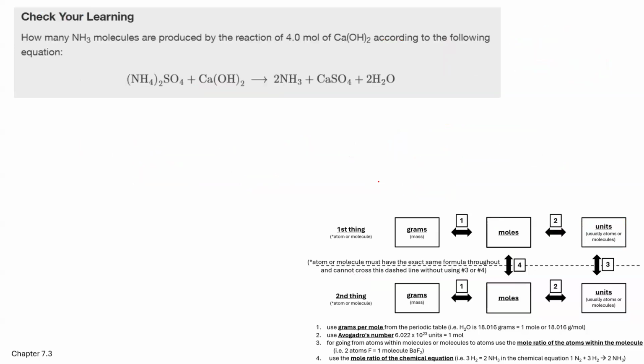Let's do this with something we don't know. All right, let's set this up again. How many NH3 molecules are produced by the reaction of 4 moles of calcium hydroxide? So look what we're doing. We're going from calcium hydroxide. We're going to look for moles or molecules of ammonia. Let's try this. Let's write it out again. We'll say 4.0 moles of calcium hydroxide. And we're trying to figure out molecules of NH3.